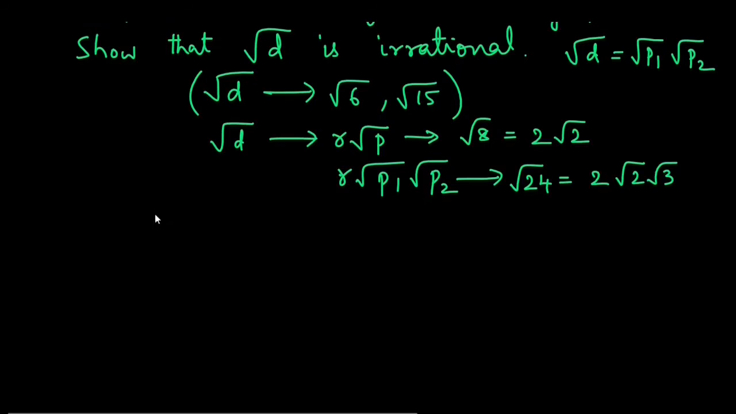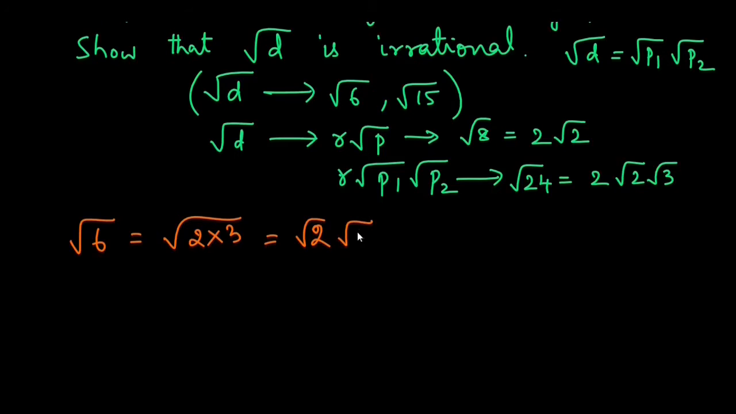If we take, let us say, root 6, root 6 can be written as root of 2 into 3. So it is root 2 into root 3. So we have got here root 2 and root 3, where 2 and 3 are prime numbers. This is a product of square roots of two prime numbers. So this can be proven in this way.